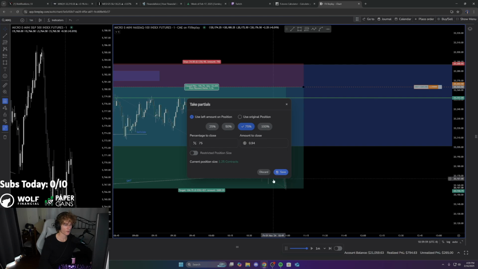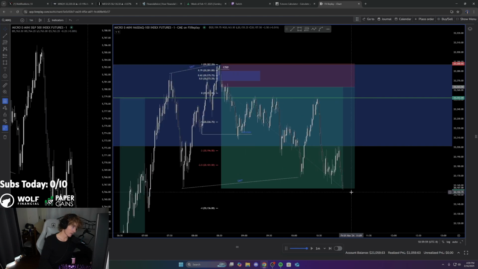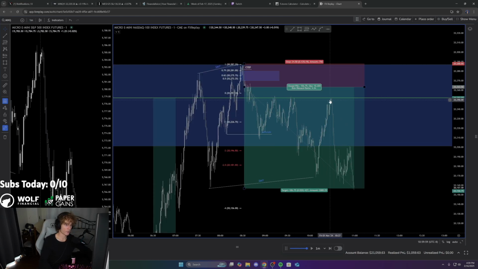Bang, bang, bang, bang, bang. Full target acquired, 106 points. Rebalance to equilibrium one more time. Got a sell side model off of that.